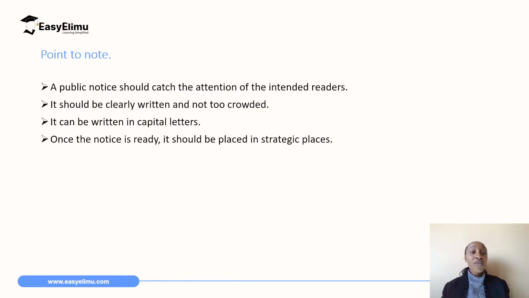You can have one maybe outside the library, any place where people frequent. You can put it there, as that is a strategic place because many people will see it. Many people will have access to your poster.